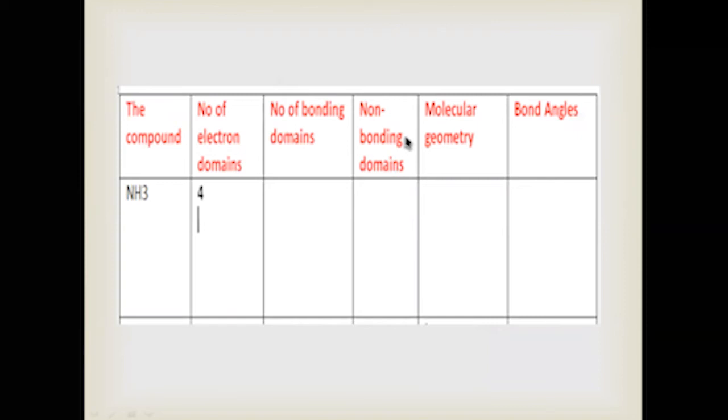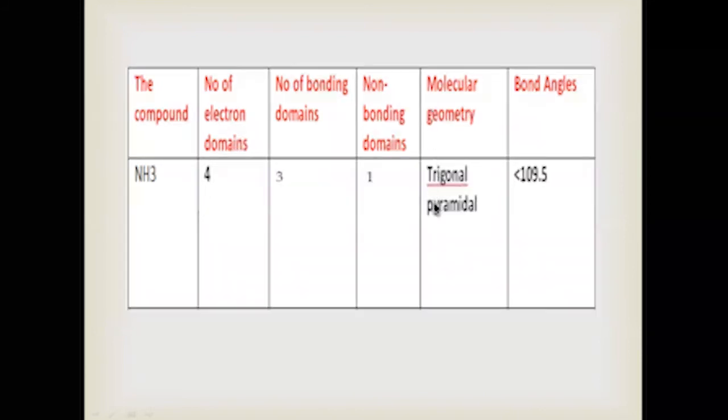Now there is nothing to be explained more than to be memorized. If we have a compound that has three bonding domains and one non-bonding domain, that means the molecular geometry will be trigonal pyramidal. And as we know, the angles of the trigonal pyramidal are 109.5.